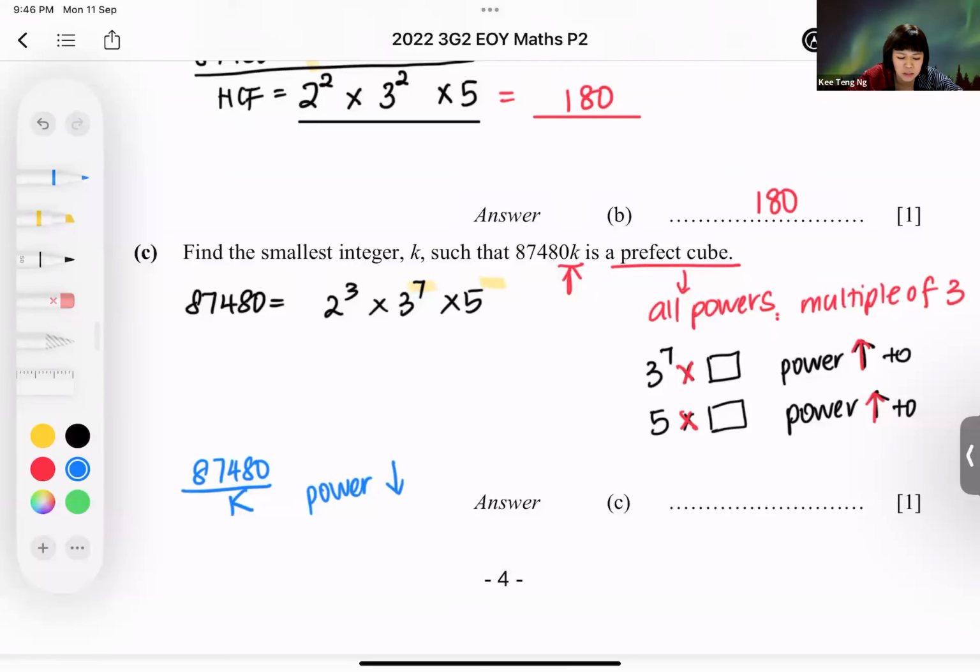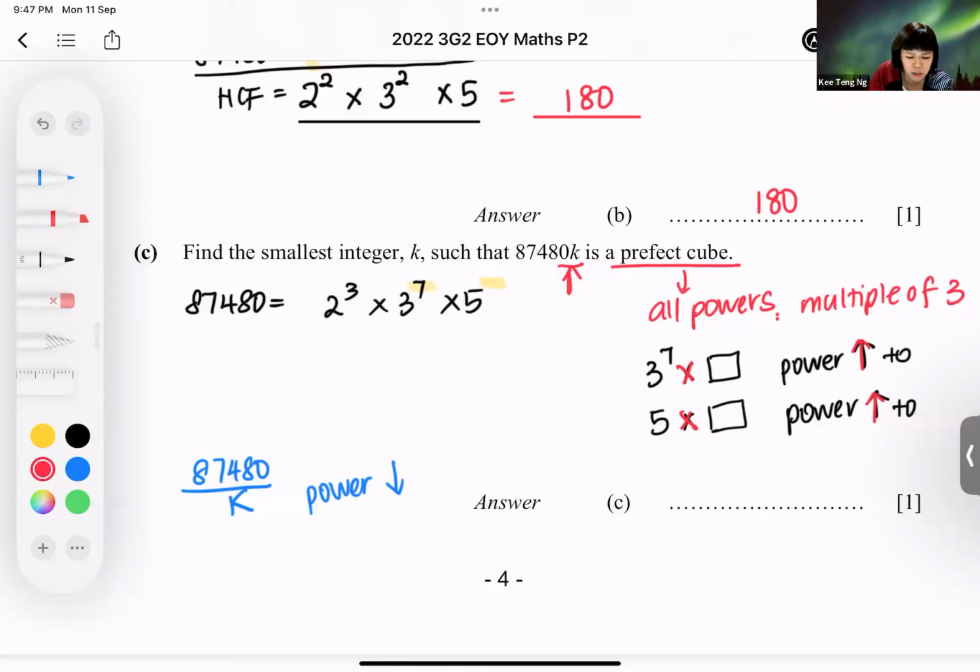Next thing, the question here says a perfect cube. What do you mean by perfect cube? Perfect cube means that all the powers of its factors must be multiples of 3. Perfect cube, multiple of 3. If it's a perfect square, then all the powers will be multiples of 2. But in this case, perfect cube, so all the powers are multiples of 3.